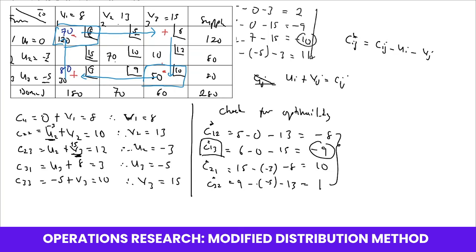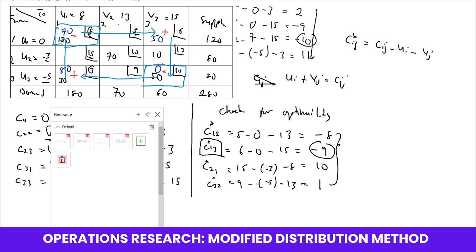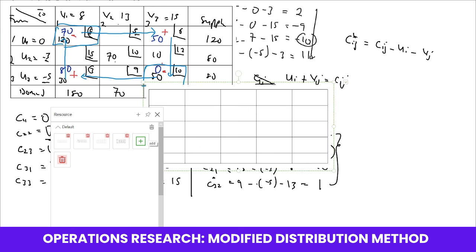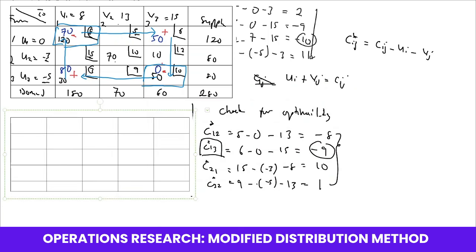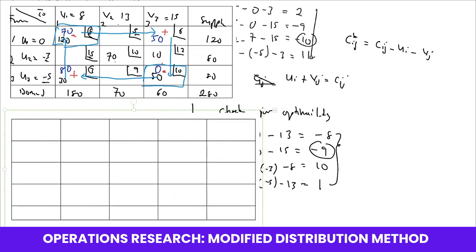Then we come to this cell, we add 50. There's nothing there, it's unallocated. So we are going to get 50. And here 50 minus 50, we are going to get 0. So that would be the new allocation. So let's redraw our table again and then check for optimality.